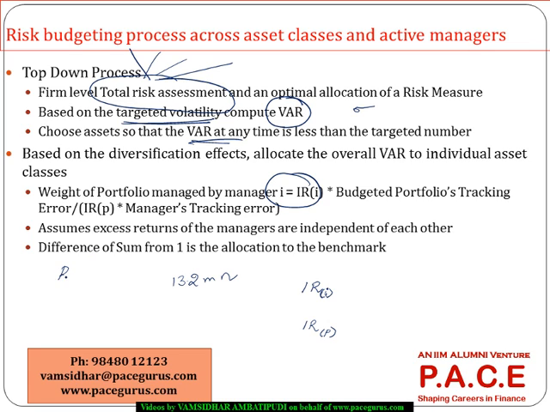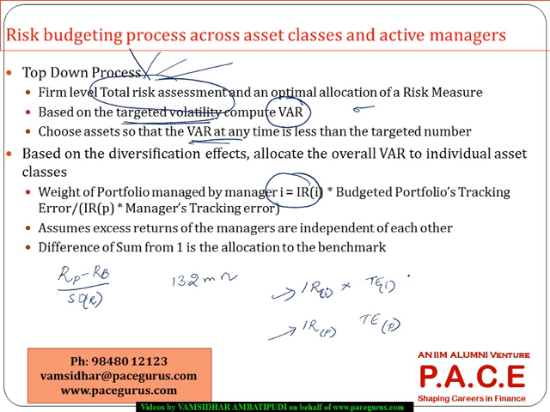It's a return that is generated by the portfolio manager over a benchmark return divided by the standard deviation of the return. So for each manager, I'll try to find out the information ratio. For the entire portfolio, I'll also try to find out the information ratio. And then we are also talking about the tracking error of the individual manager, and the tracking error of the entire portfolio.